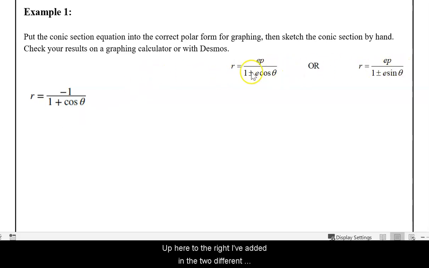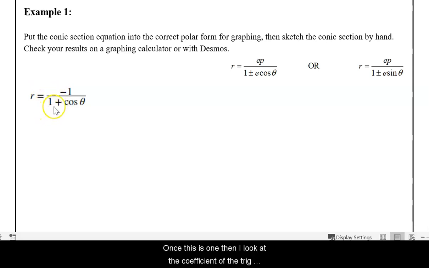Up here to the right, I've added in the 2 different equations that serve to represent all the conic sections in the polar coordinate system. Do you remember what step 1 was? Step 1 is get a 1. Step 1, gotta be 1. Looking at the denominator, we do have a positive 1. In that case, I know that I'm ready to get started.